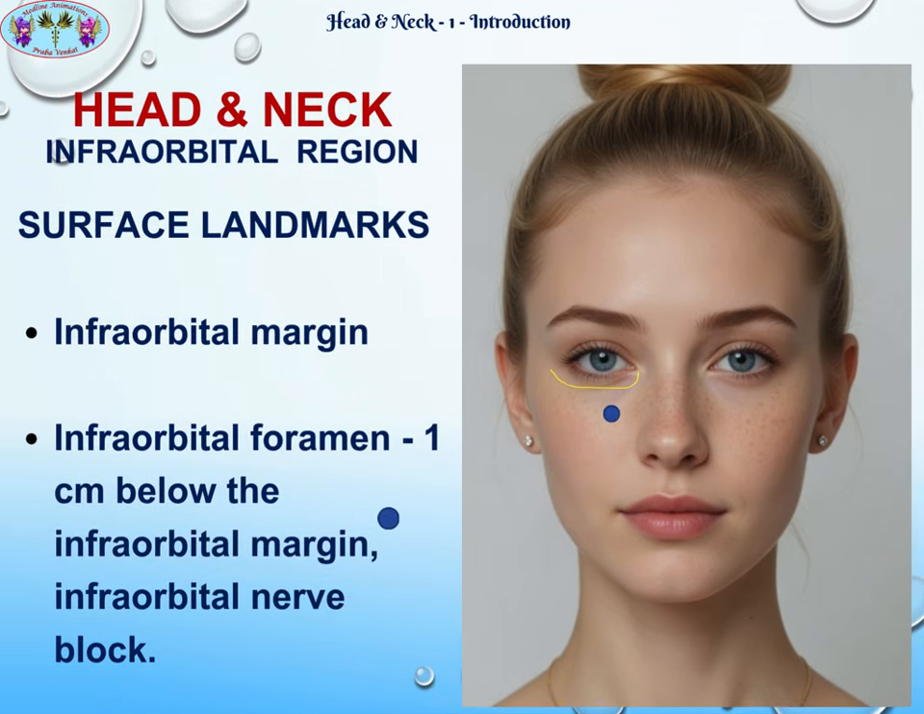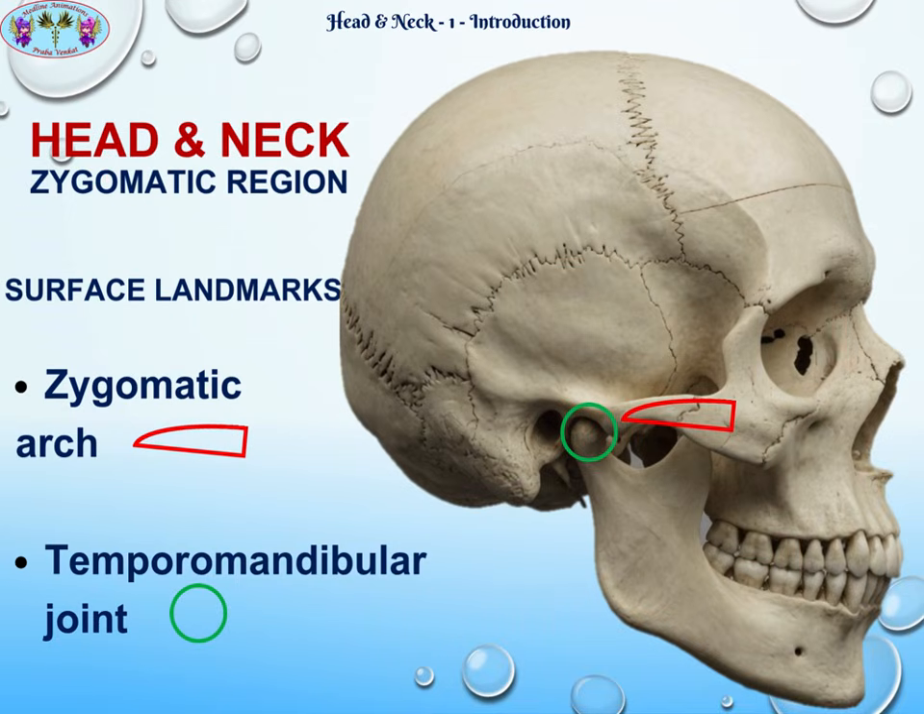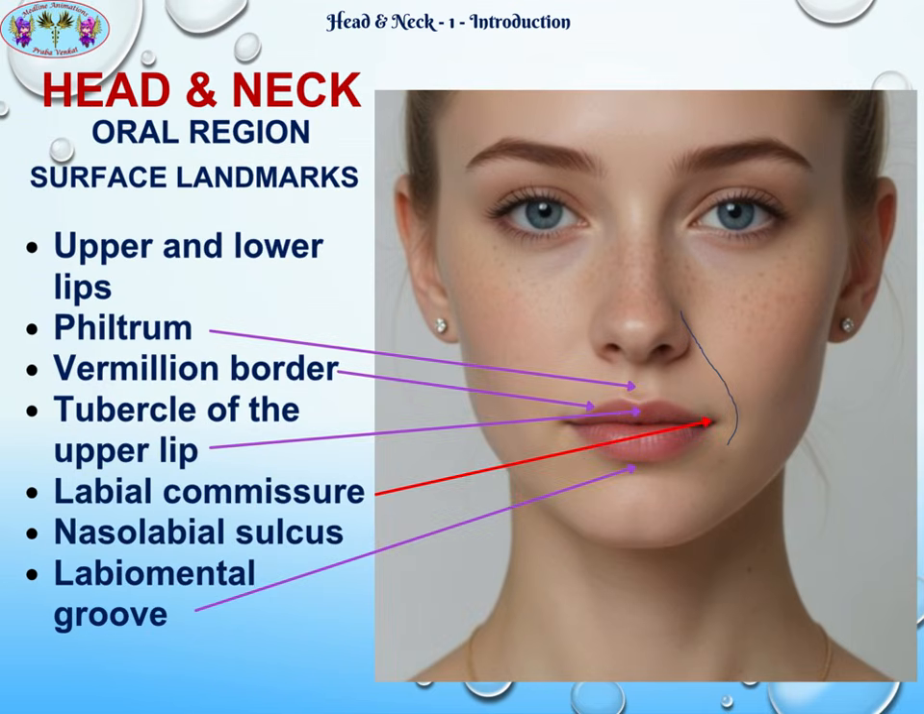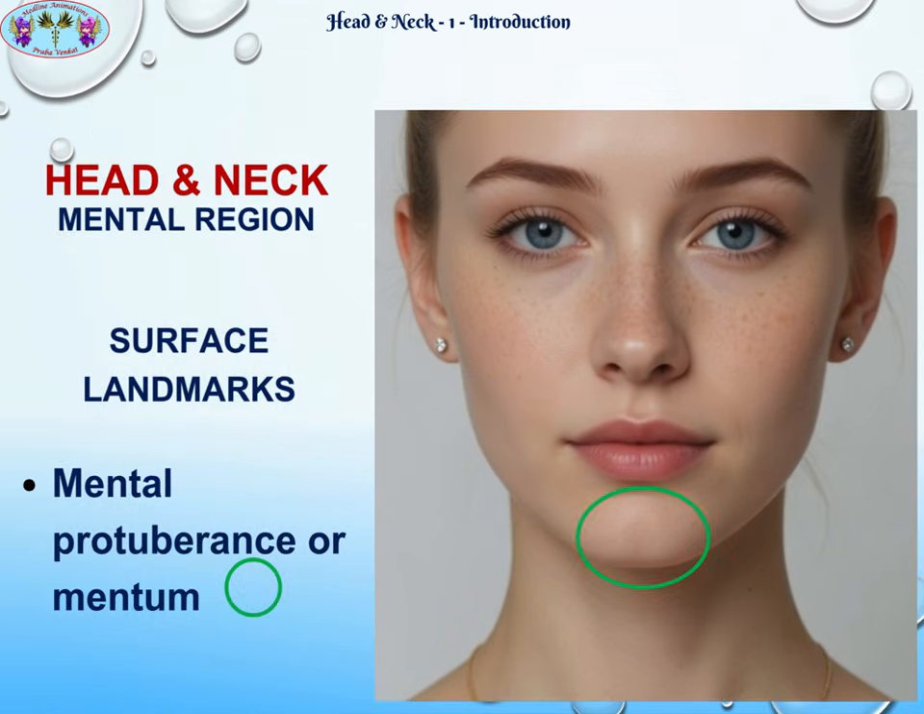The important surface landmarks of the infraorbital region are the infraorbital margin and infraorbital foramen. The important surface landmarks of the zygomatic region are the zygomatic arch and the temporomandibular joint. The important surface landmarks of the oral region are the upper and lower lips, philtrum, vermilion border, tubercle of the upper lip, labial commissure, nasolabial sulcus, and the labiomental groove. The important surface landmarks of the mental region are the mental protuberance or mentum.